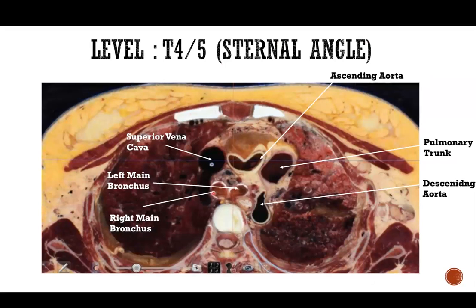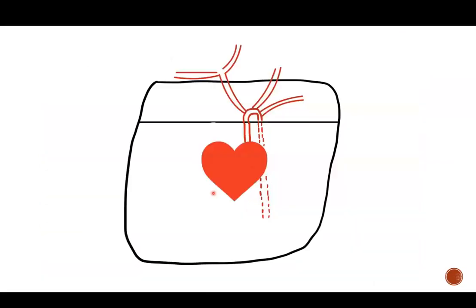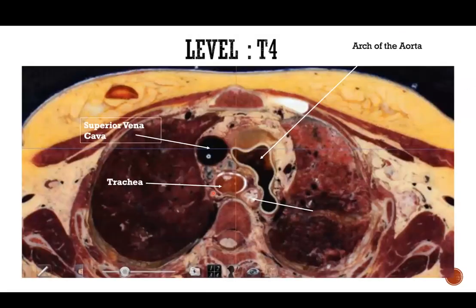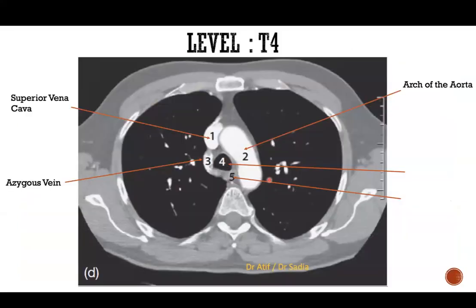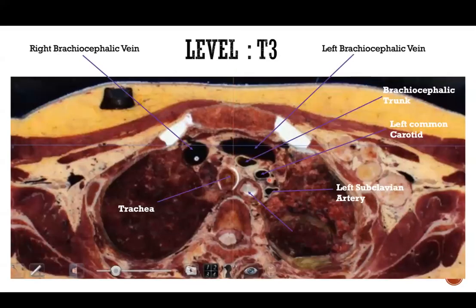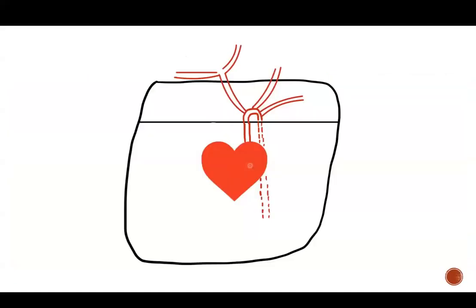So for this one, it's the bifurcation of the trachea. For this one, it's the big aortic arch, okay? And for this one, it's T3, the pattern of three arteries, okay?